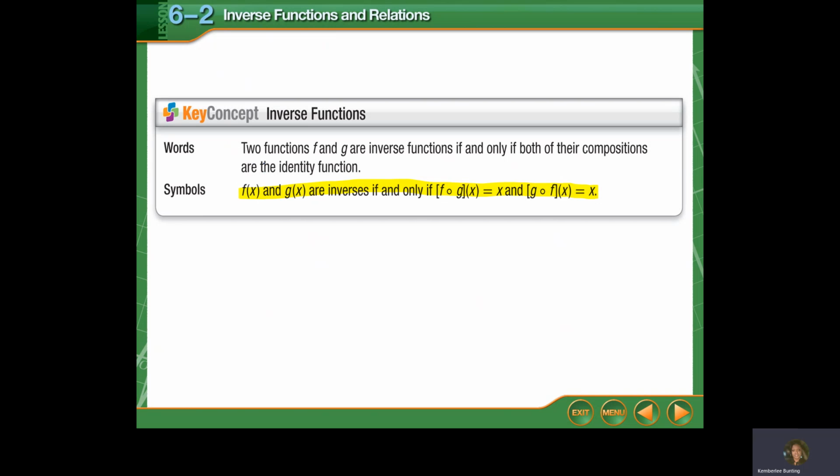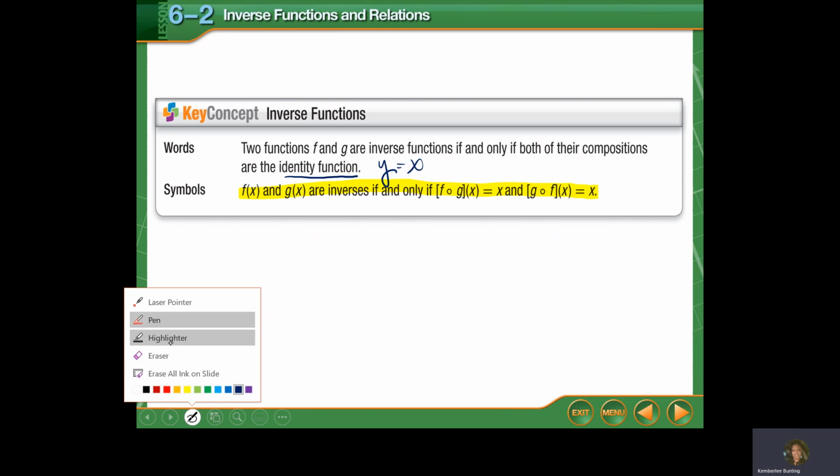So the text indicates that two functions f and g are inverse functions if and only if both of their compositions are the identity function. What is the identity function? Well, it's y equals x. Okay? Y equals x is the identity function.